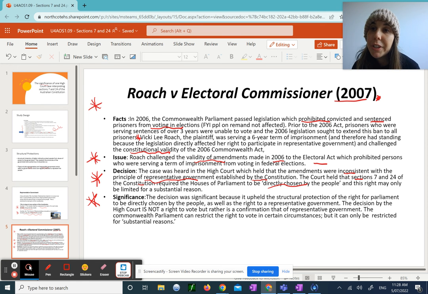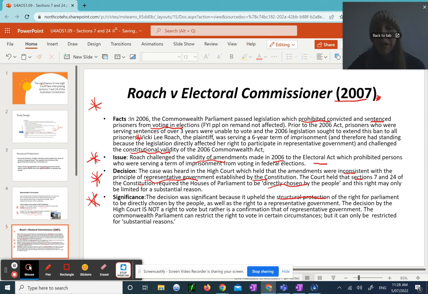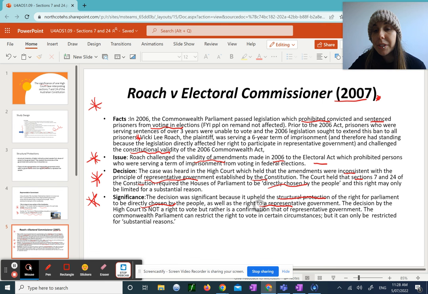So they actually overturned the amendments, and it went back to the original legislation, which said that prisoners under 3 years were still allowed to participate in voting in Australia. Vicky Lee Roach, unfortunately, was serving a 6-year prison sentence. So what that meant was she still wasn't able to participate. However, it did do a couple of significant things. Firstly, it upheld the structural protections of the right for the Parliament to be directly chosen by the people. And it confirmed the concept of representative government.